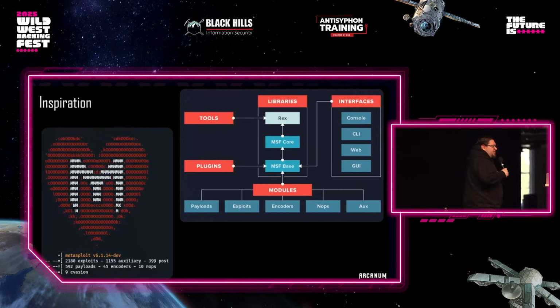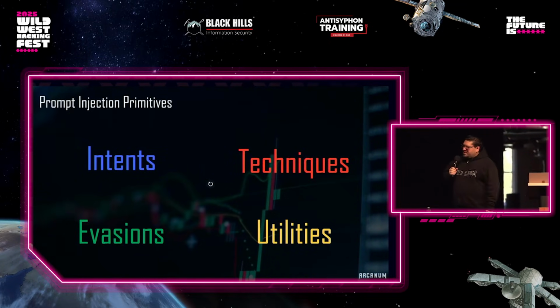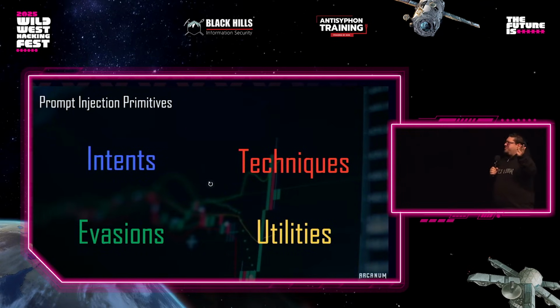And so this was the inspiration for the taxonomy, is to break down prompt injection into what we call prompt injection primitives. So in our taxonomy, we have 4 primitives: intents, techniques, evasions, and utilities.